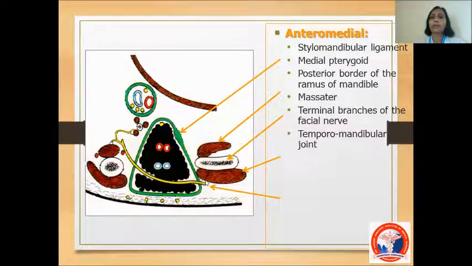The terminal branches of the facial nerve exit from the parotid gland onto the face along the anteromedial surface. And there is also the temporomandibular joint in the upper part.